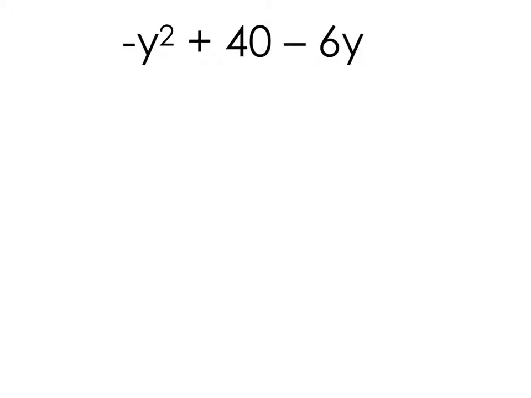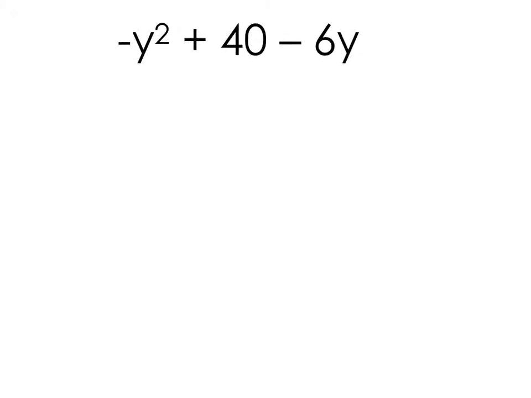I do not like this problem. I don't like it first because it's not in descending order. I've got negative y squared, which is the largest exponent, but then I've got plus 40. The numbers usually go at the end. I need to move this minus 6y here and then plus 40. I need to put the terms in descending order.